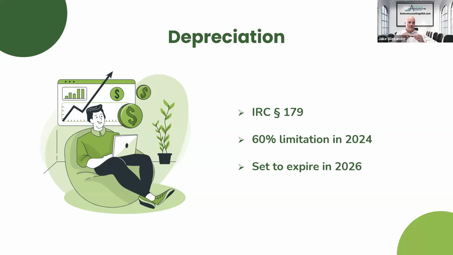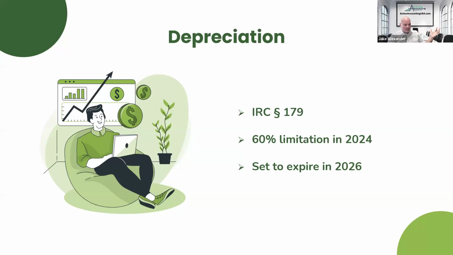So if you have a vehicle that you use for your business, the vehicle doesn't need to be titled under the business. You don't need to have commercial insurance. This can be a vehicle that you buy in your personal name, but as long as it's used by the business 50% or more of the time, and it weighs over 6,000 pounds, it may qualify for Section 179. What Section 179 says is we can depreciate up to 60% in 2024 of the full value of that vehicle.